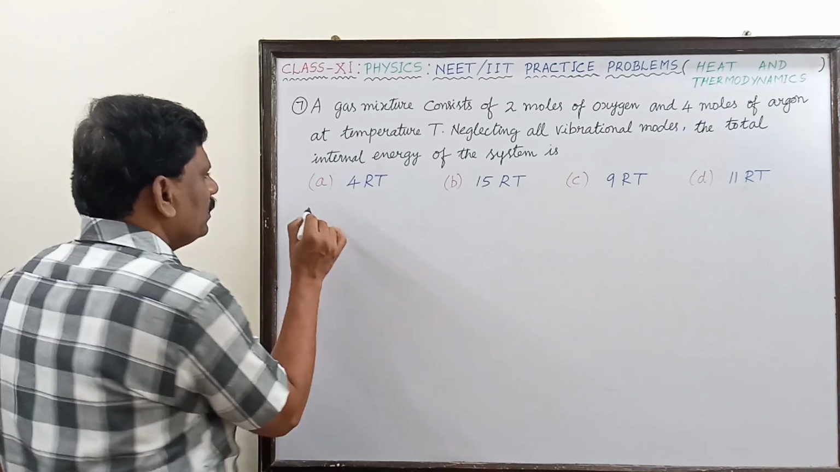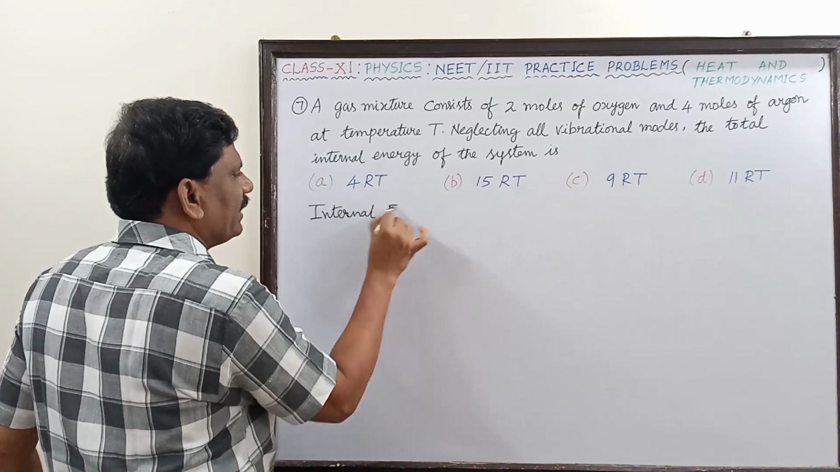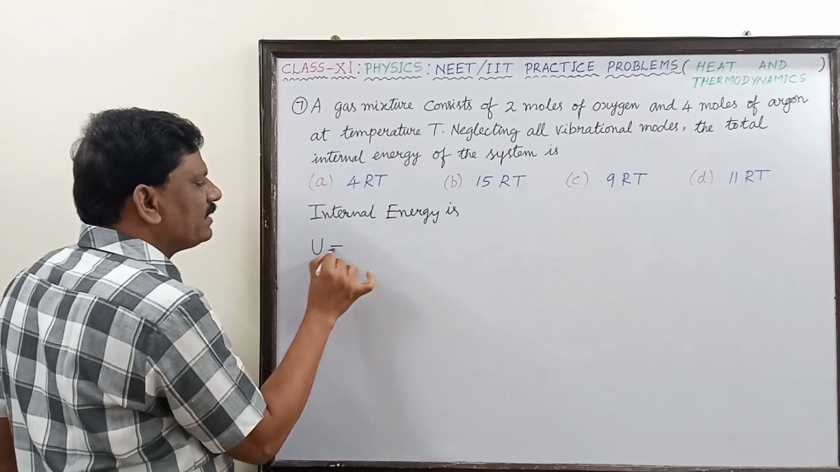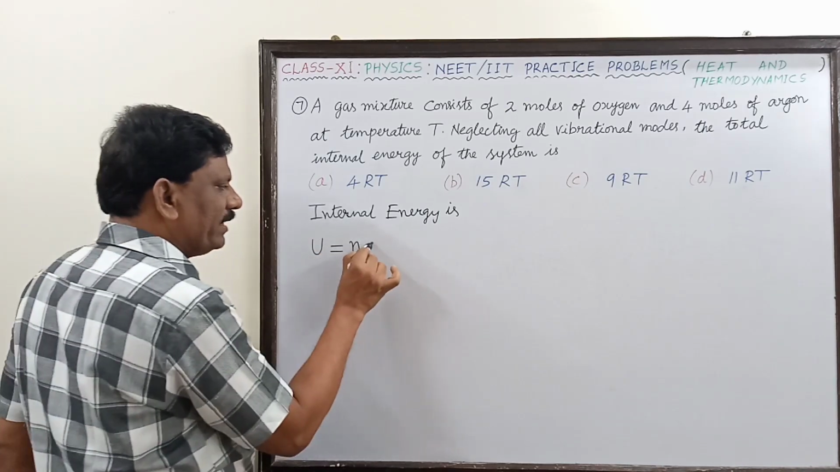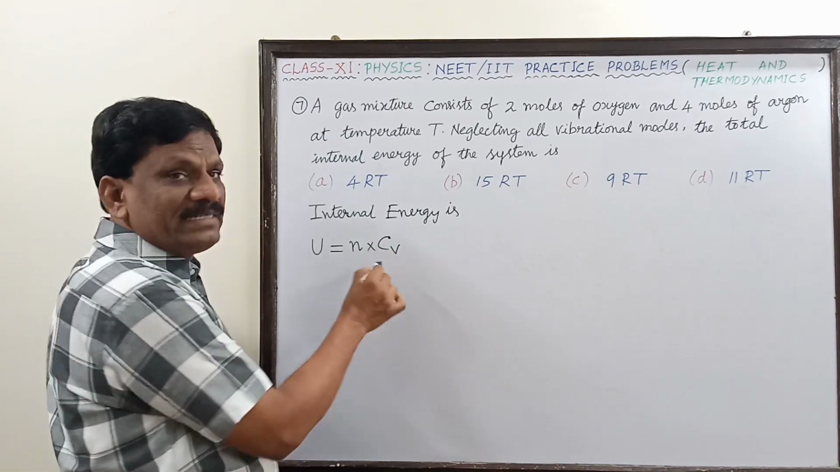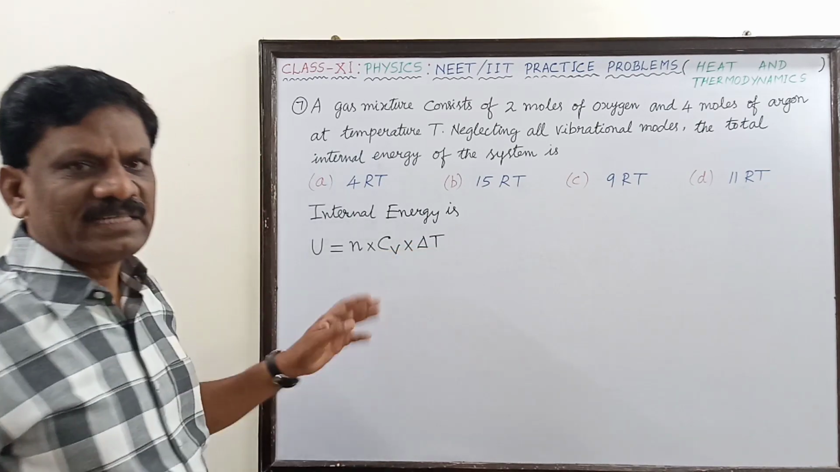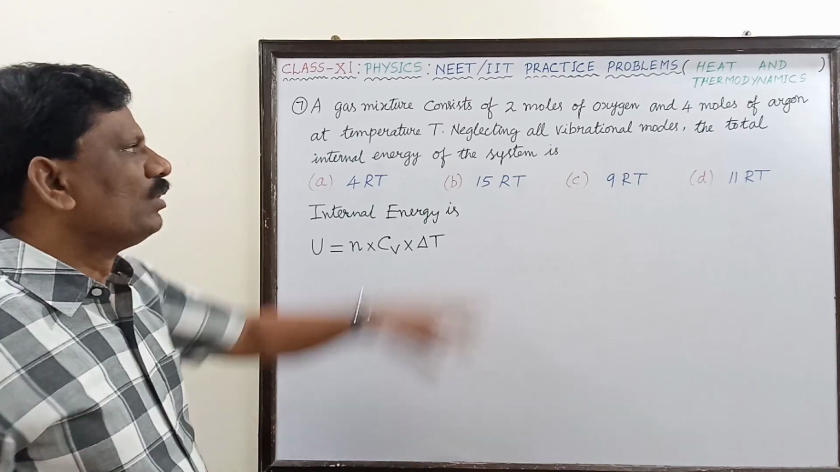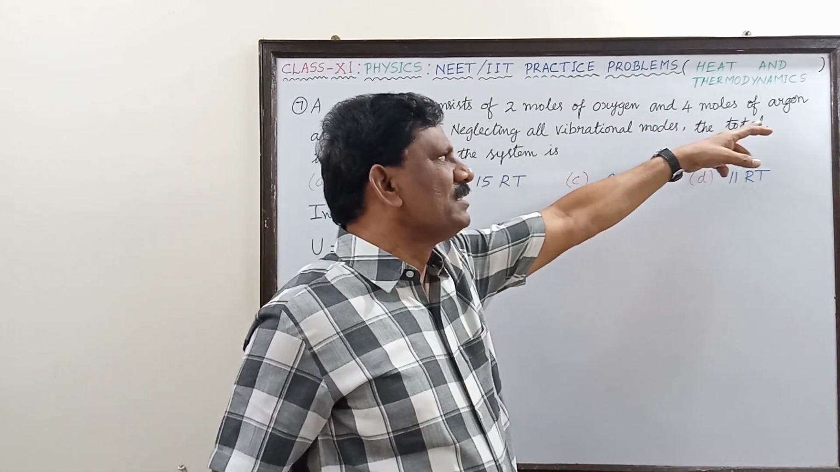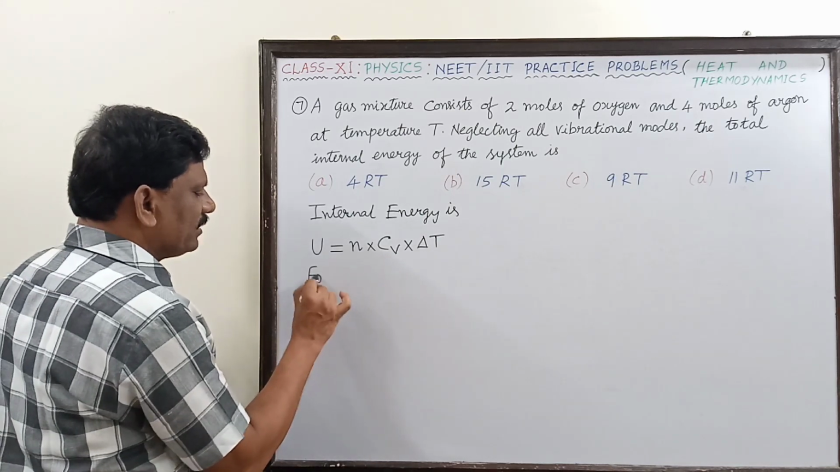Now, the total internal energy of the gas mixture is given by what expression? It is given by U is equal to the number of moles multiplied by CV, the molar specific heat capacity at constant volume, into the change in temperature. So this is the expression I am going to use. Now out of the two given gases, one is oxygen, which is diatomic, and the other one is what? Argon. Argon is monoatomic. So I will write for oxygen first.